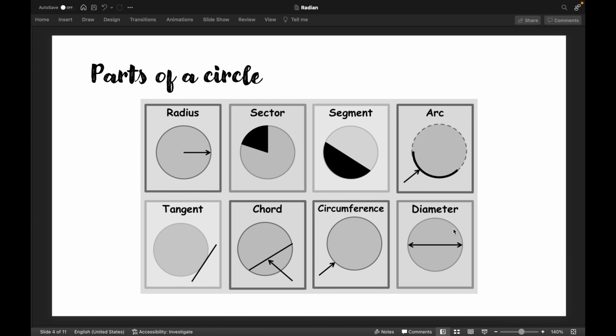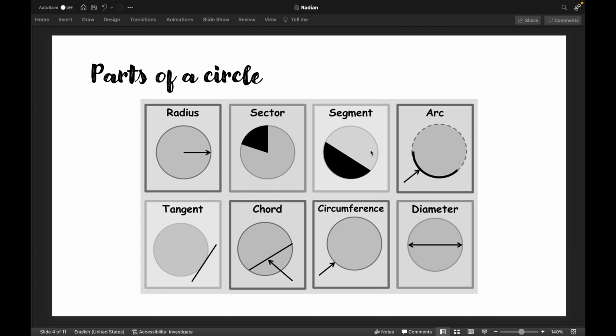And then we all know that the diameter is twice the radius, or it connects the two endpoints and meets the center of the circle. So that's what the diameter means. And now let's move on to what an arc is. It's the portion of the edge of the circle defined by two endpoints.